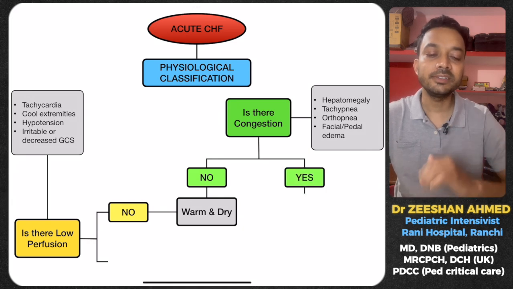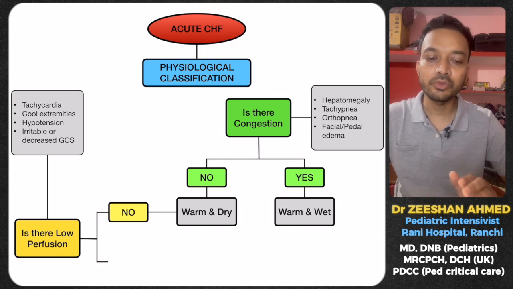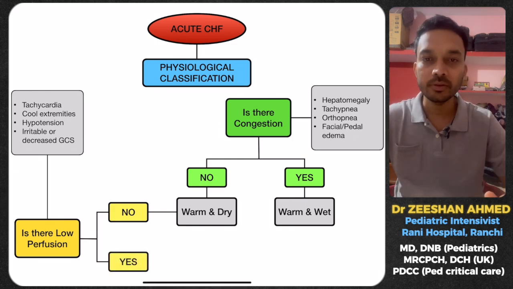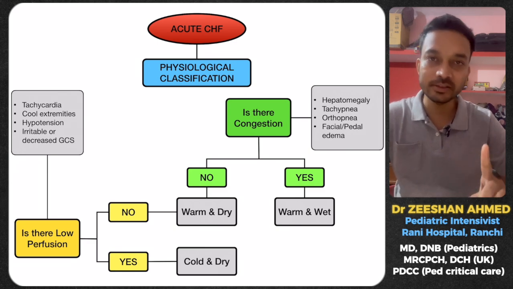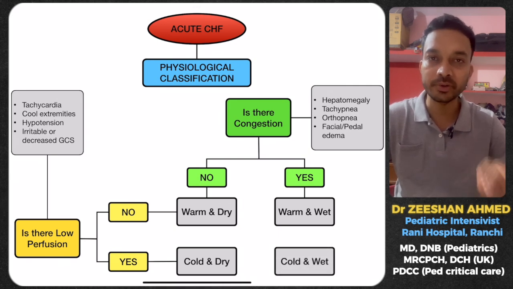However, if there is congestion, but there is no low perfusion, then it is classified as warm and wet. It is very self-explanatory. Because there is no low perfusion, the peripheries are warm, so the type is warm. And because there is lung congestion, it is wet, warm and wet. Now, if there is no congestion, but there is low perfusion, then it will be classified as cold and dry. And if both congestion and low perfusion are present, it will be classified as cold and wet.